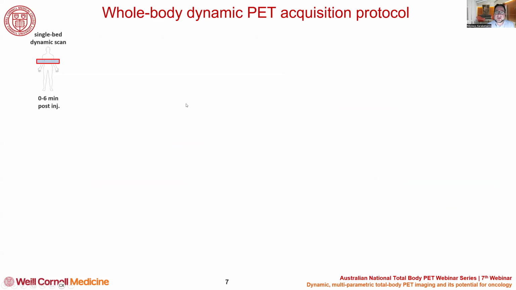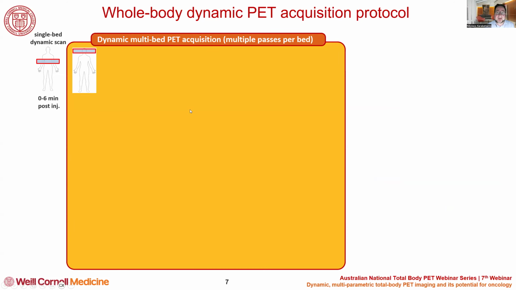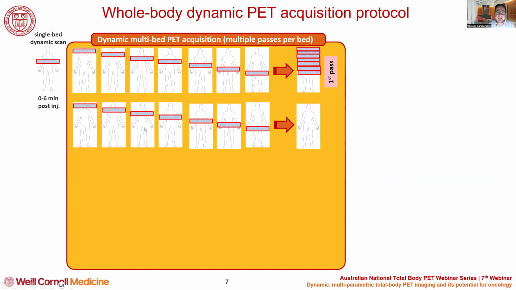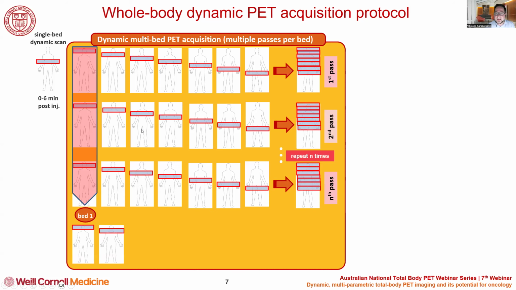So how did the initial application of dynamic PET imaging in oncology begin? We begin with a single bed dynamic scan over the heart to obtain the input function that is necessary for dynamic analysis. And then we start doing conventional whole body scans multiple times. Here is the first pass. And once this is completed, we return back to the head and we conduct a second static whole body pass. And by doing so, if we repeat this n times, we can obtain at the end multiple passes, let's say n passes.